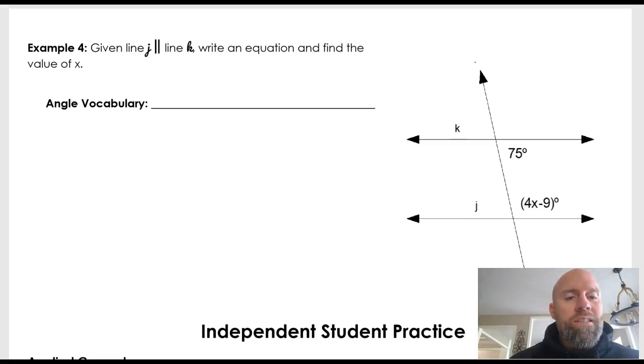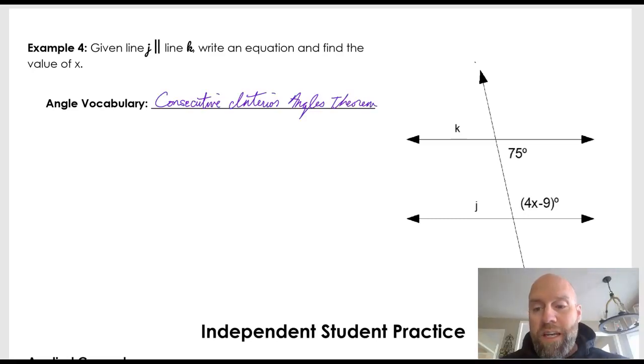For example 4, it says, given that line J is parallel to line K, write an equation and find the value of x. Okay, so let's discuss what the angle vocabulary is in this particular situation. All right, so if we were to take 4x minus 9 and add that to 75 degrees, we would get 180 degrees because these two angles form consecutive interior angles or same side interior angles. Okay, so let's go ahead and set that up.